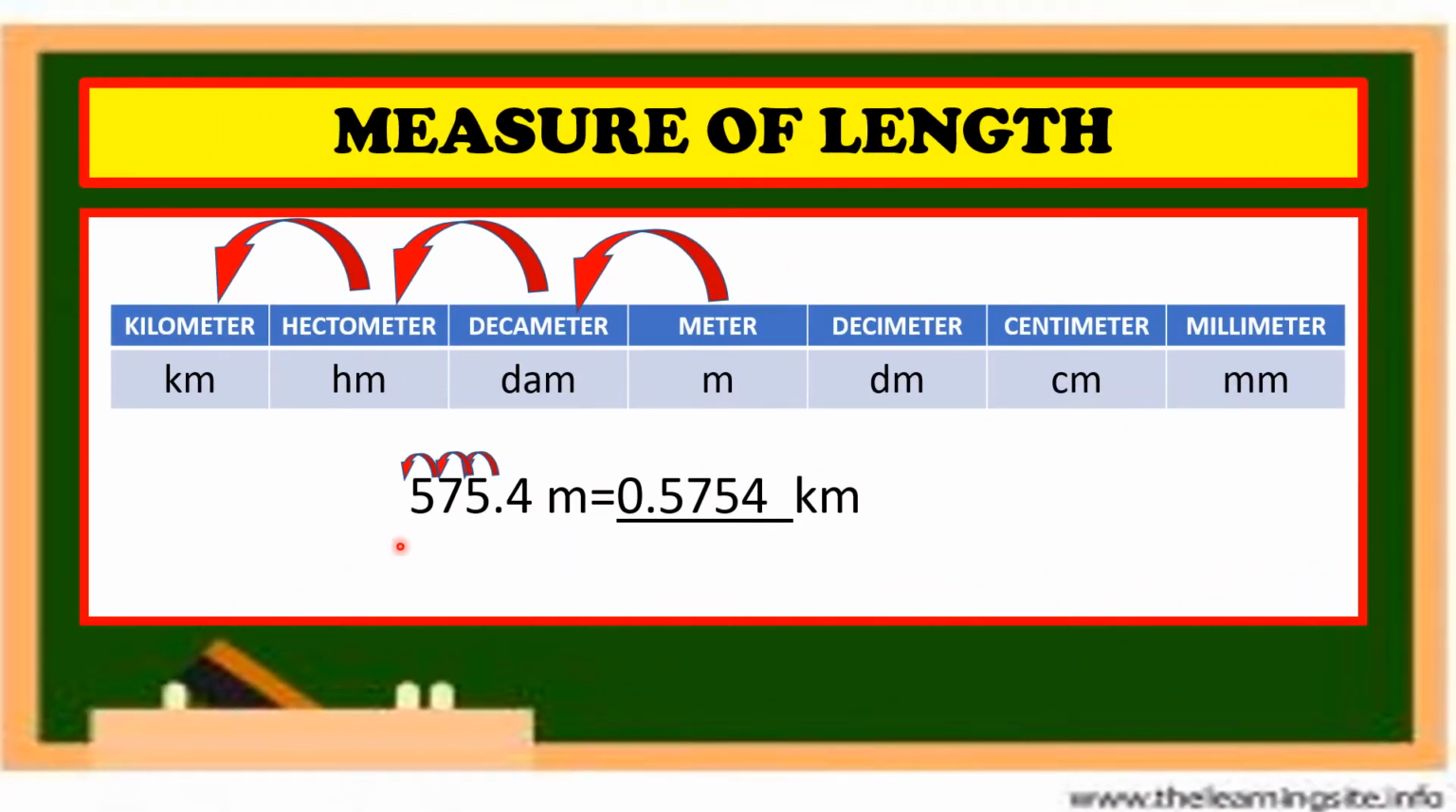We need to convert 575 and 4/10 meters to kilometers. That is from meter to kilometer. How many movements? The movement is to the left. Since the movement is to the left, we have multiples of 10. 10 times 10 is 100 times 10 is 1,000. Therefore, we divide the given by 1,000, or we move the decimal point 3 places to the left. So the answer will become 0.5754 kilometer.